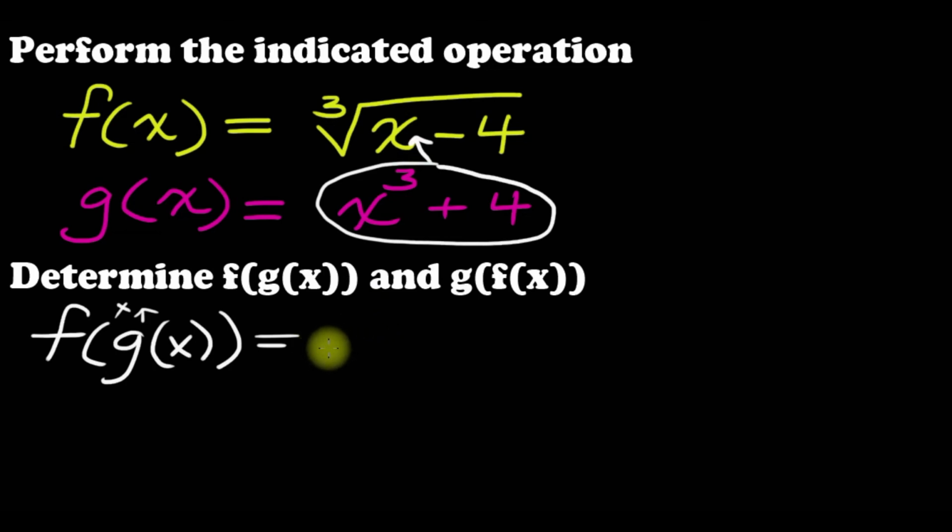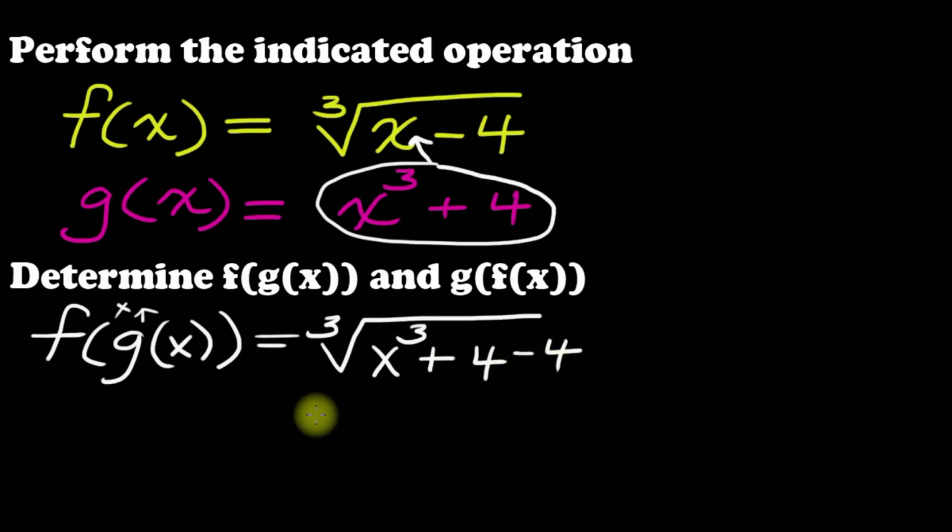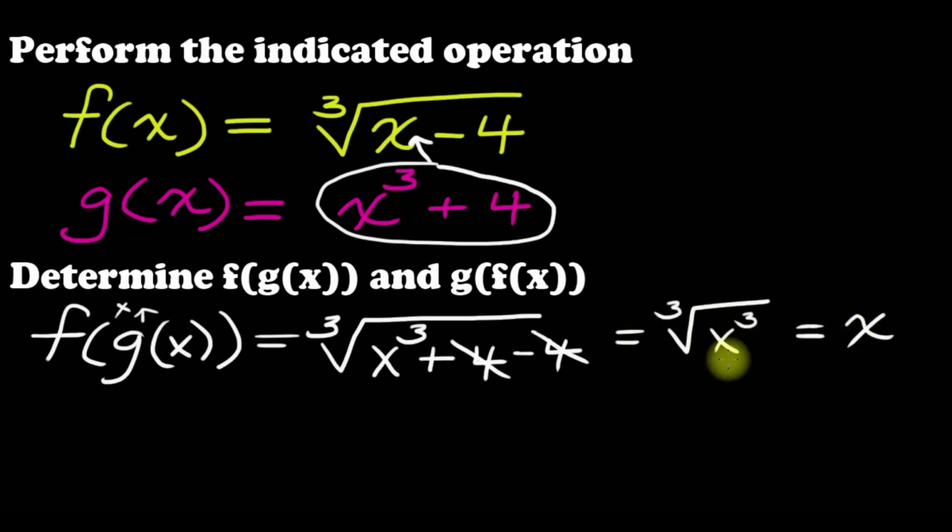So you have cube root of x cubed plus 4, take away 4. Okay, positive 4 minus 4 is 0. So you're left with cube root of x cubed. Okay, so x cubed is a perfect cube. So when you take the cube root of it, you're just going to get x. Cube root of x cubed is the same as x. So that's how you come up with f of g of x.